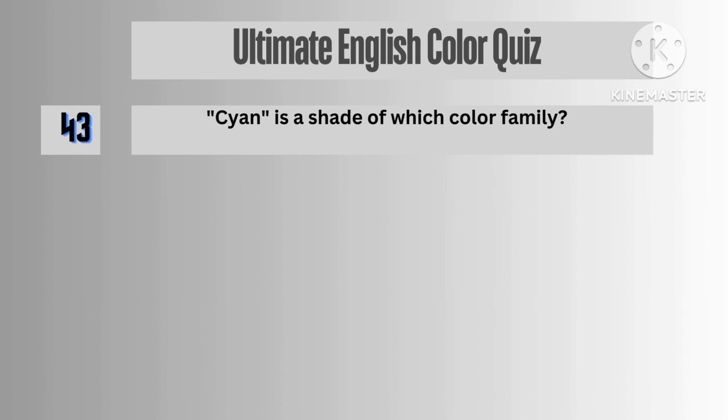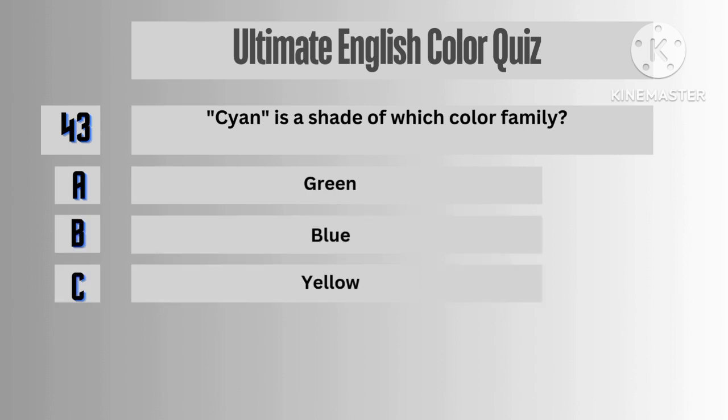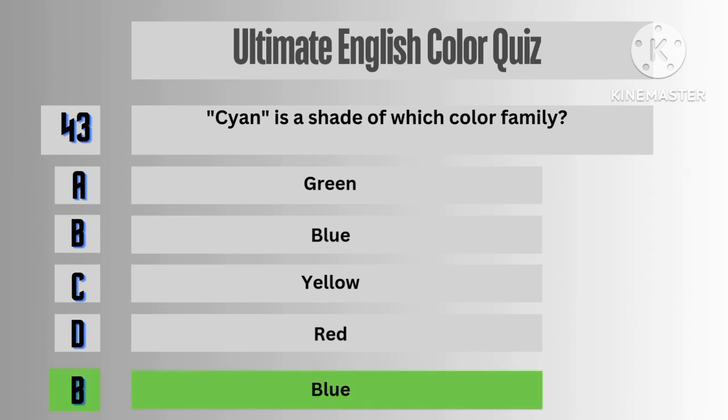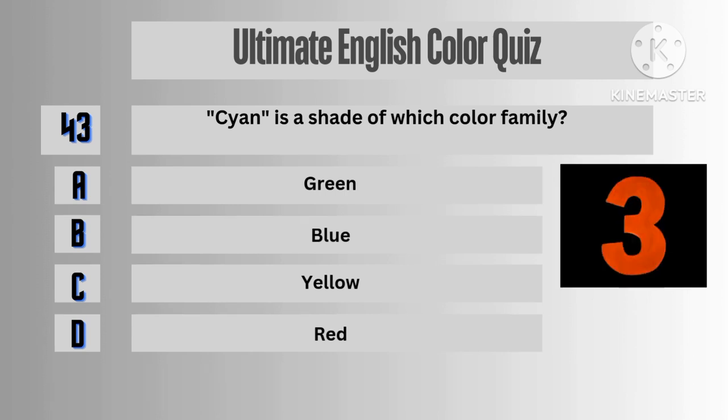Question number 43. Cyan is a shade of which color family? Option A, green. Option B, blue. Option C, yellow. Option D, red. 5, 4, 3, 2, 1. Correct answer is B, blue.